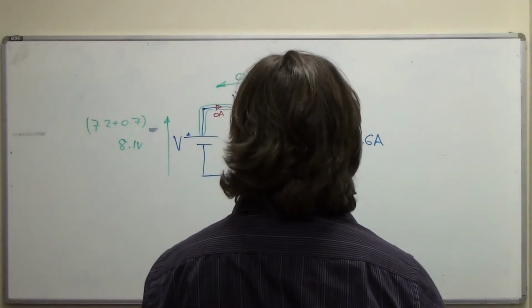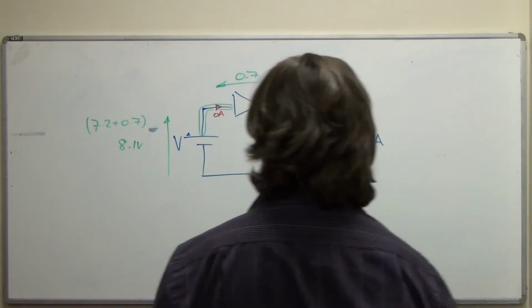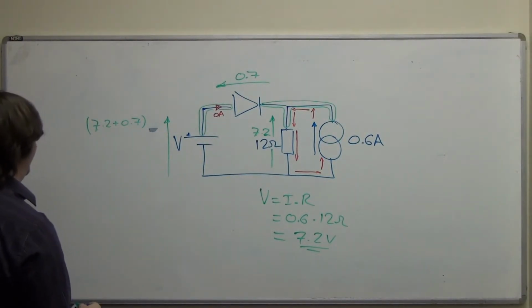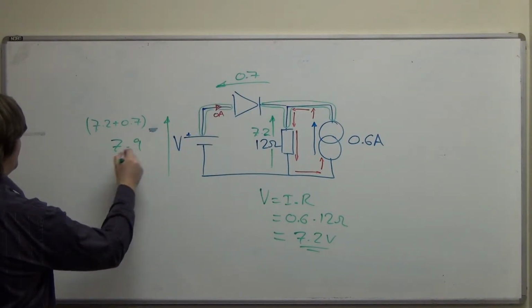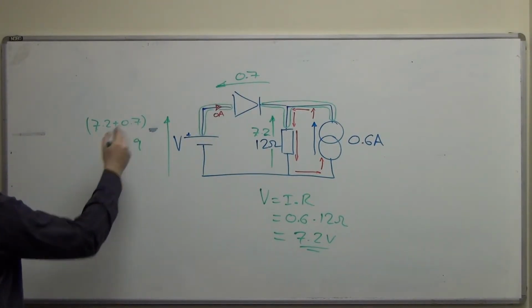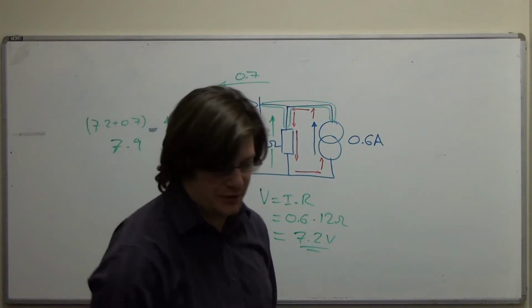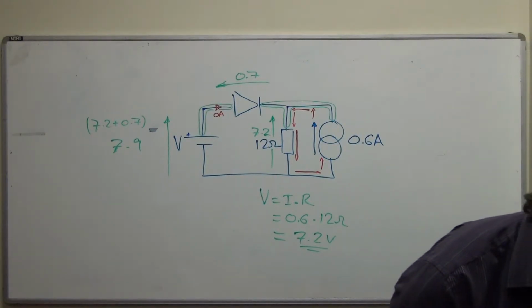Did I do that wrong? I did do it wrong because I can't add up. That's not very good, is it? 7.9. 7.2 plus 0.7 is 7.9, not 8.1. There we go, first mistake. And what a simple one it was too.